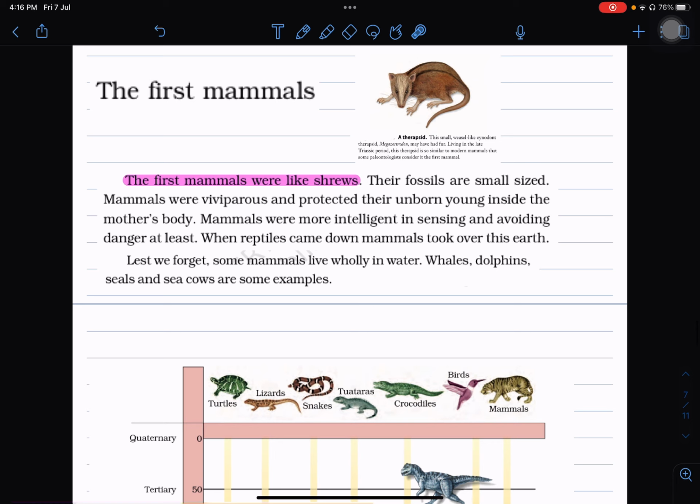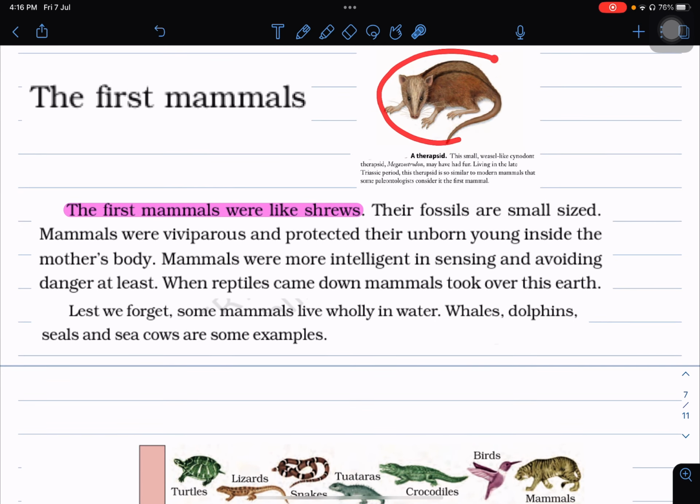After the evolution of reptiles, what evolved? Mammals evolved. Mammals evolved from reptiles, and the first mammals were like shrews. Actually, the rodent world. I can say this is a shrew. This is a therapsid, which is a shrew-like organism. They were the first mammal-like animals, mammal-like reptiles, you can say. Anyway, they were the first mammals.